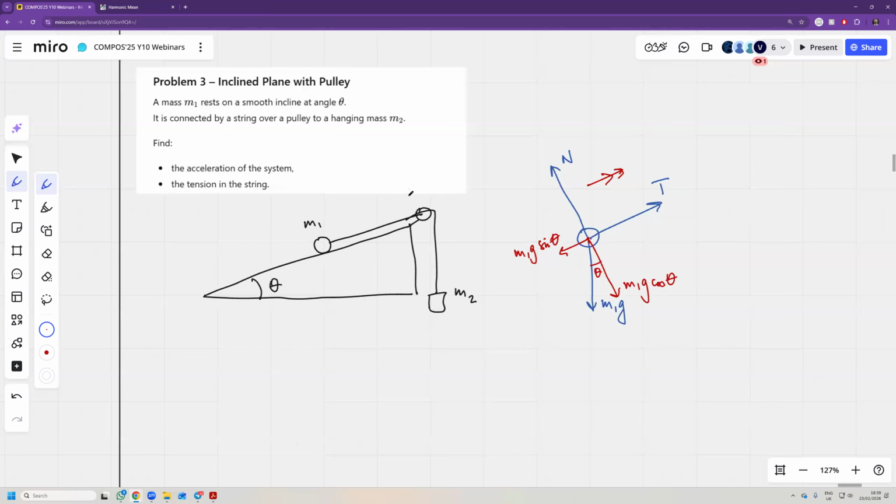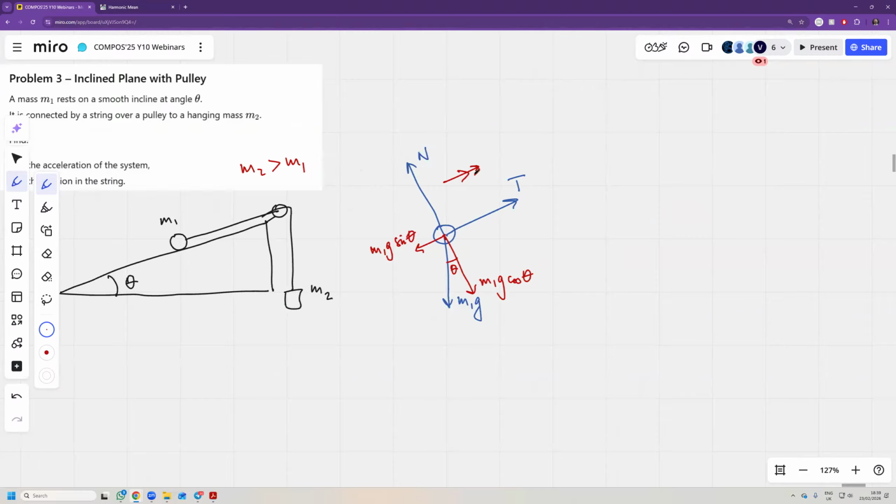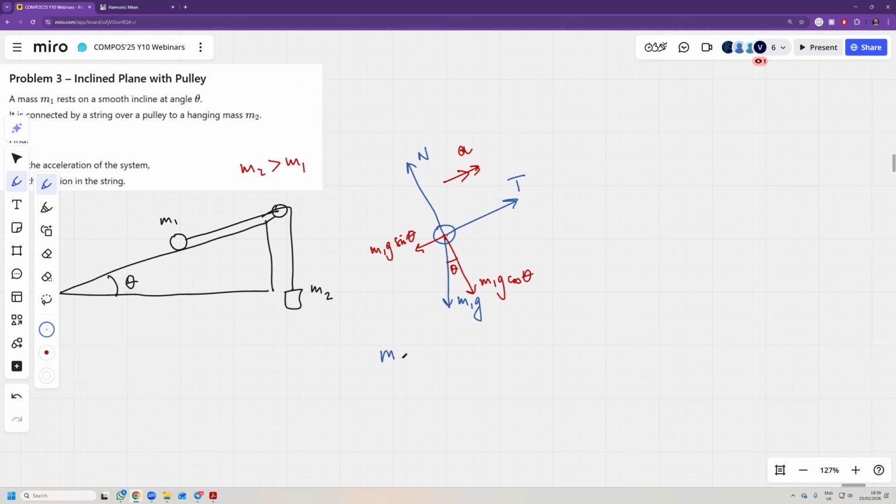We can assume that m2 is greater than m1 tan theta, but it doesn't matter. So the acceleration is a. Now we can write down Newton's second law. m1a is equal to the tension minus m1g sine theta. So it's the forces helping you up the slope minus the forces pulling you down.